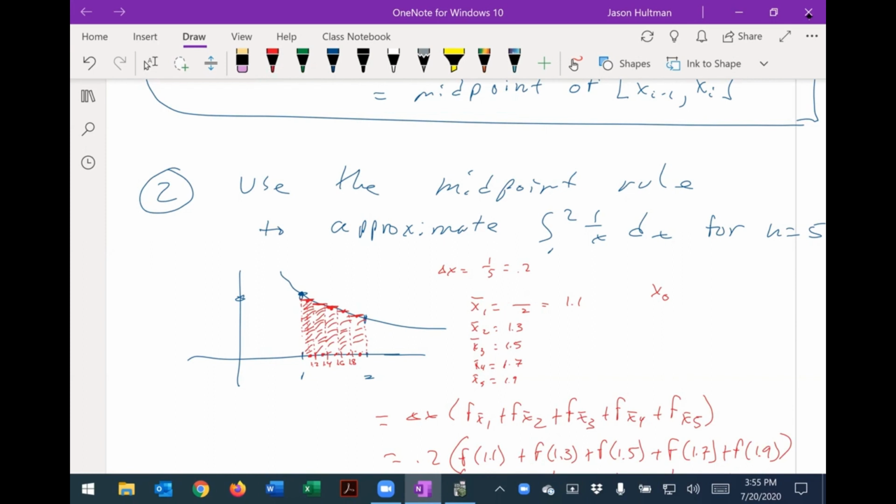Let's do the average here. This would be 1 plus 1.2, right? That's 2.2, divide by 2, you get 1.1. So this is x0 plus x sub 1 over 2, right? That gives me that guy. X sub 1 plus x sub 2 over 2 is going to give me the next guy, and so on and so forth. Thank you. Sure.